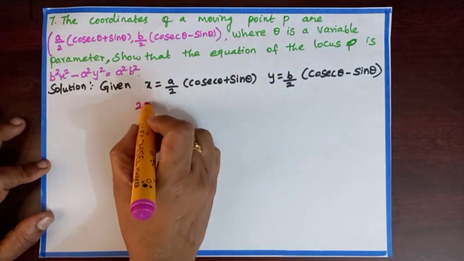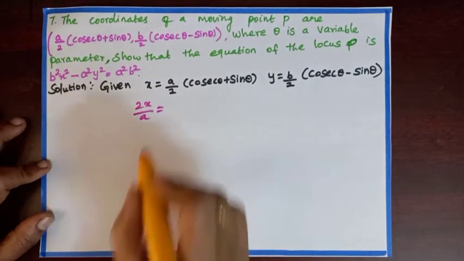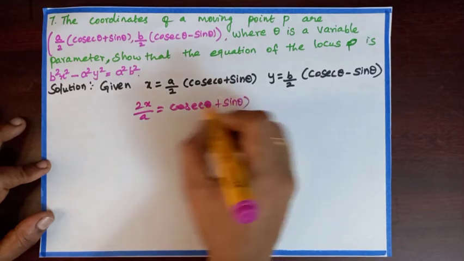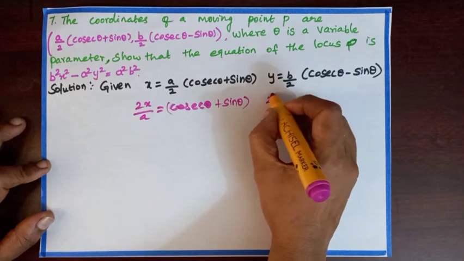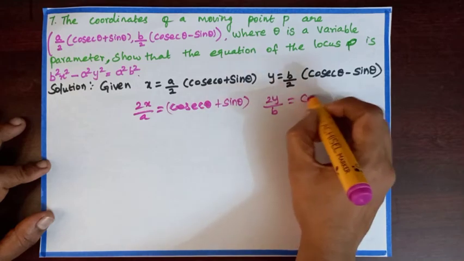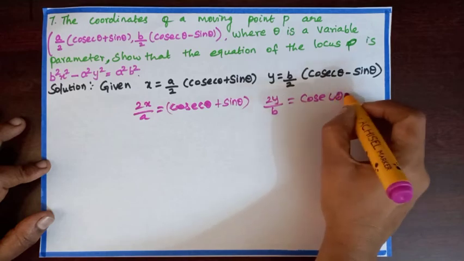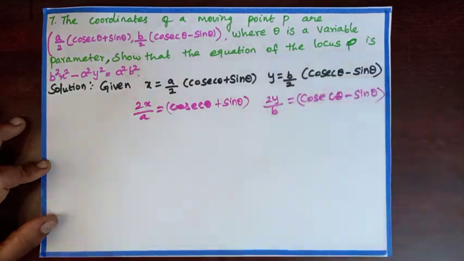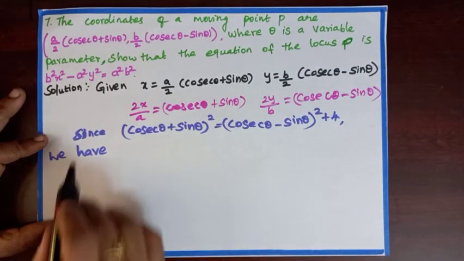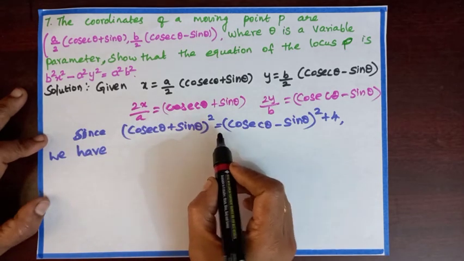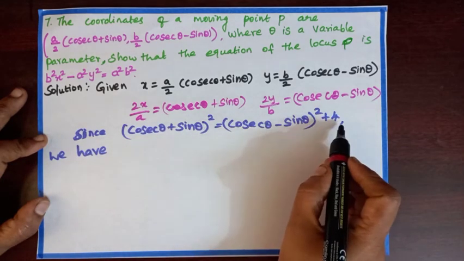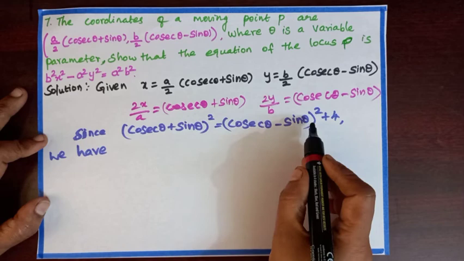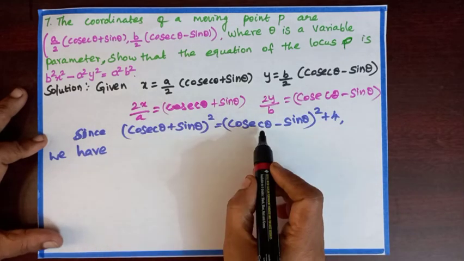Then 2x/a equals cosec θ + sin θ, and 2y/b equals cosec θ - sin θ. Since (cosec θ + sin θ)² equals (cosec θ - sin θ)² + 4, when you expand both, the left hand side and right hand side are equal.